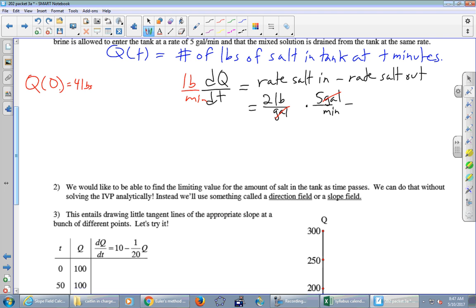All right, that worked so well. Let's play the same game over here. We're going to multiply two fractions. Start with the second fraction. What is the rate the water is leaving the tank? It is still 5 gallons per minute.